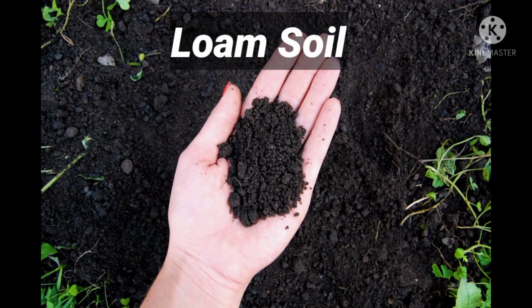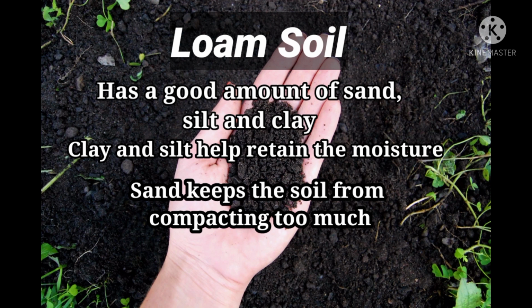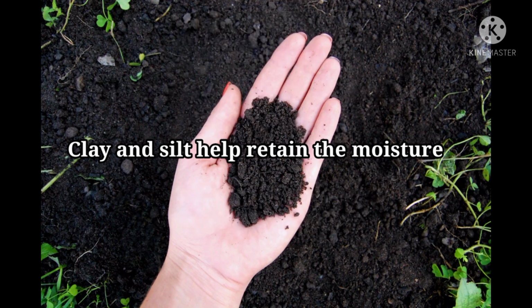The last type of soil is the loam soil. Loam soil is a soil mixture that has a good amount of sand, silt, and clay. It is the best soil for growing plants. In this mixture, the clay and silt help retain the moisture, while the sand keeps the soil from compacting too much.